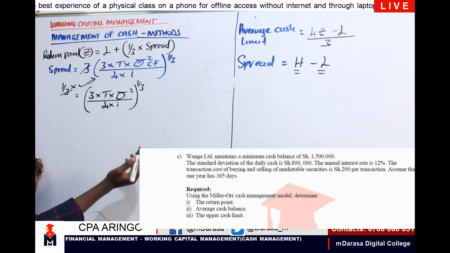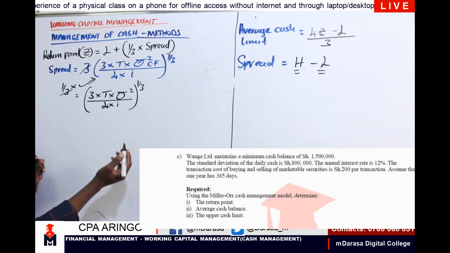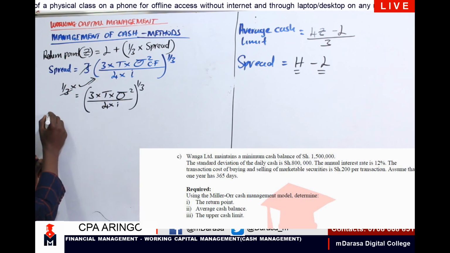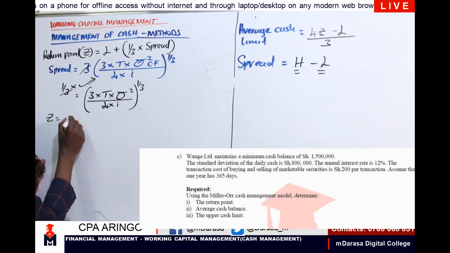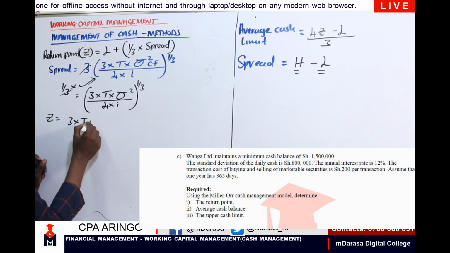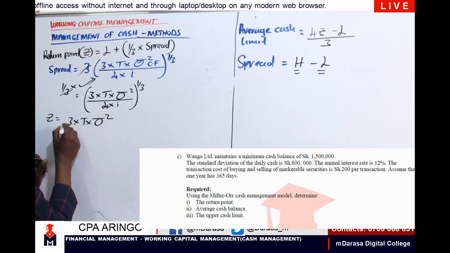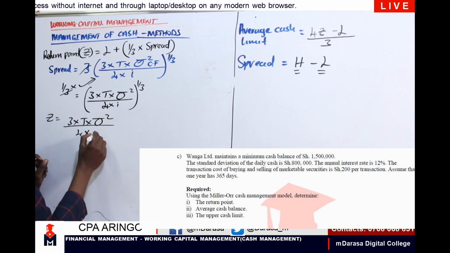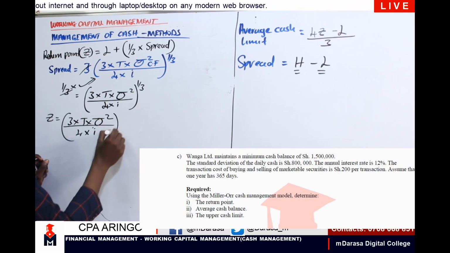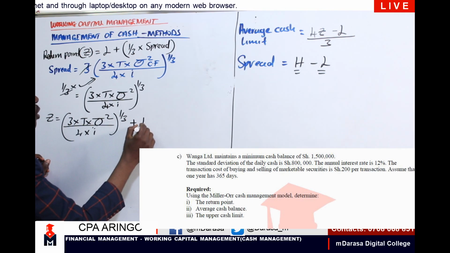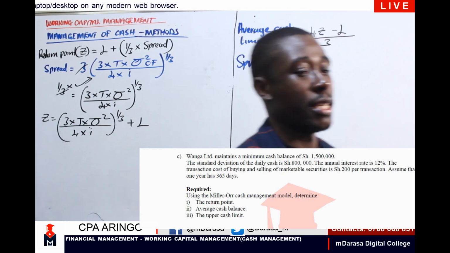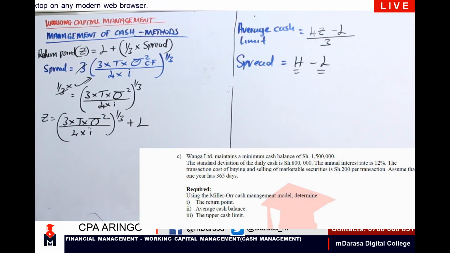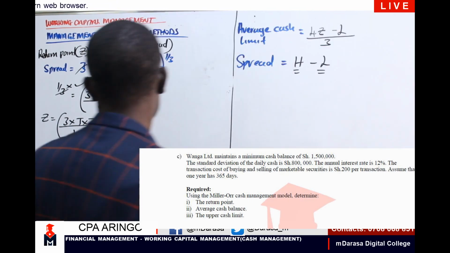So therefore, we can clearly say in a very simple way that for us to determine our Z, it is as if we are talking of 3 times transaction cost times standard deviation squared over 4 times daily interest, raised to the power a third, plus lower limit. Can you agree based on the facts here? We can agree that that is how we can determine our spread, right? So therefore, let us work it out.